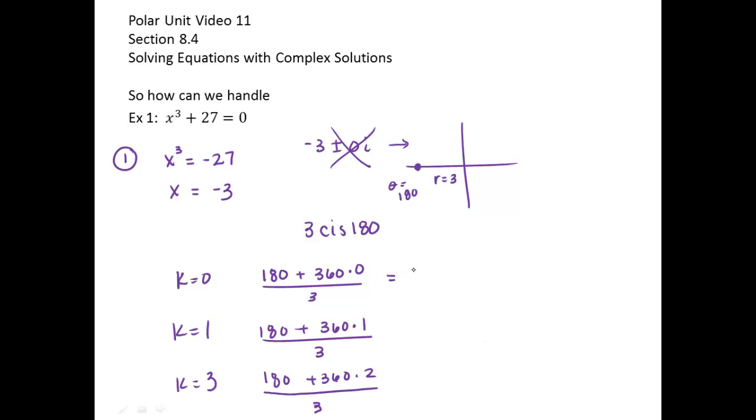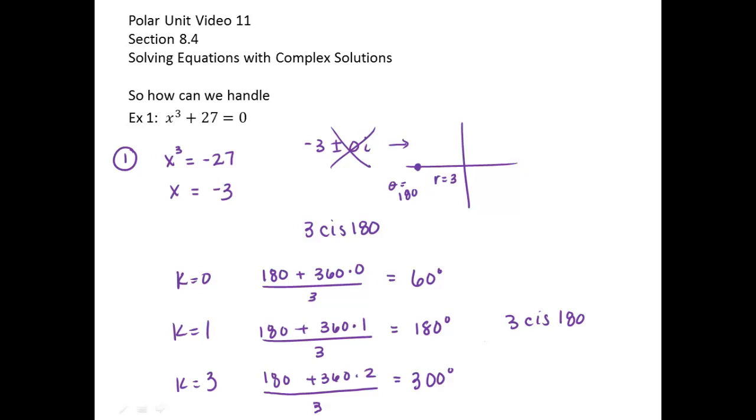Well, my first answer comes out to 60 degrees. My second answer comes out to the 180 we already established, and my third one comes out to 300 degrees. So my three solutions are 3 cis 180, and that's the one we found by just rewriting our simple solution.